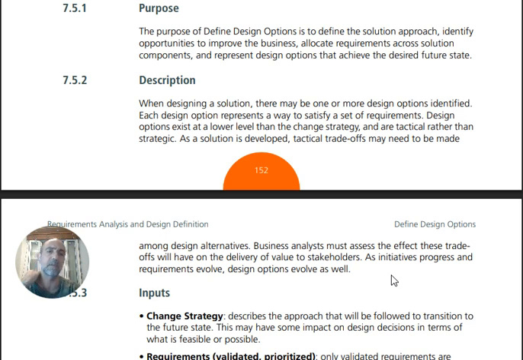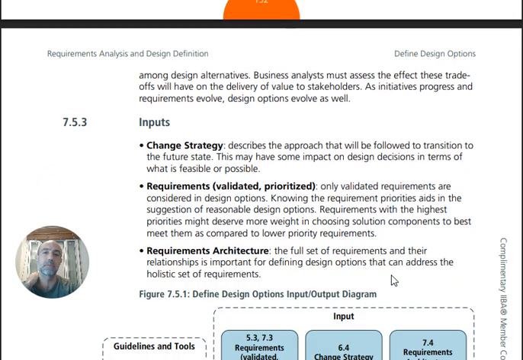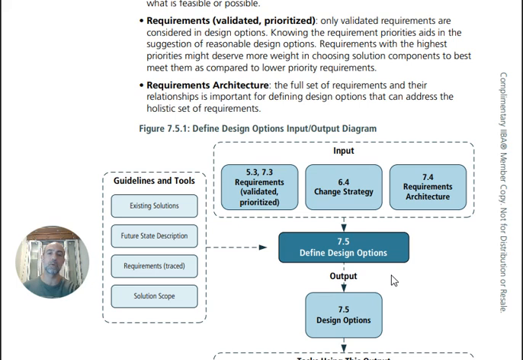Business analysts must assess the effect these trade-offs will have on the delivery of value to stakeholders. As initiatives progress and requirements evolve, design options evolve. Okay, amazing. So what are the inputs? The change strategy that we've been working on and iterating upon as we move forward. The requirements, which are the validated and prioritized requirements, which we did in 7.2 and 7.3. Only validated requirements are considered in the design options. Why? Because those are the ones we agreed to move forward with. And the requirements architecture, which we did in 7.5.